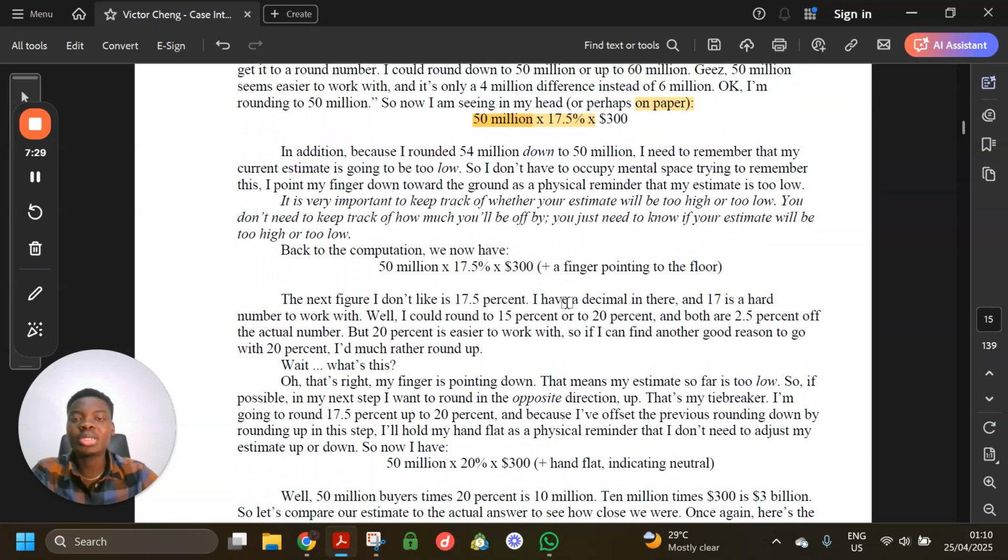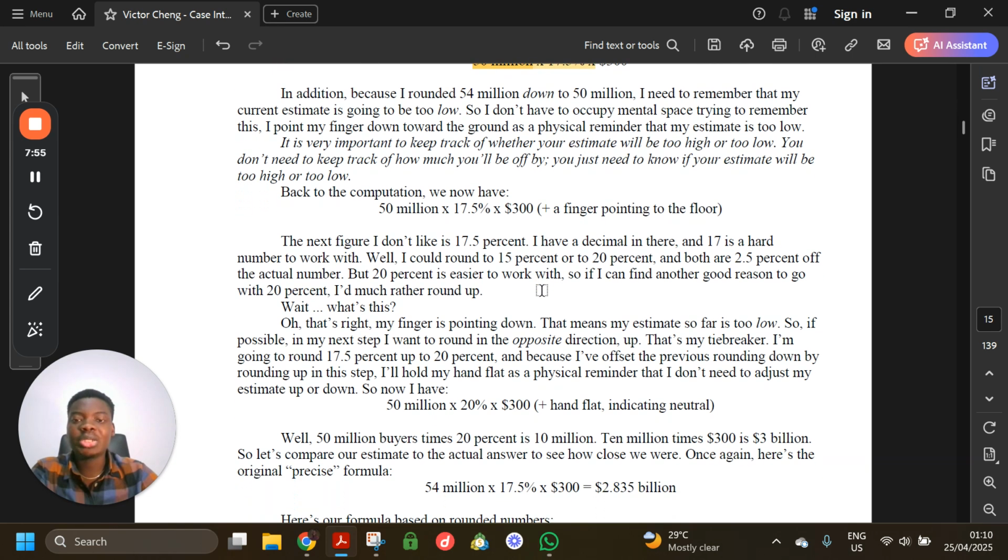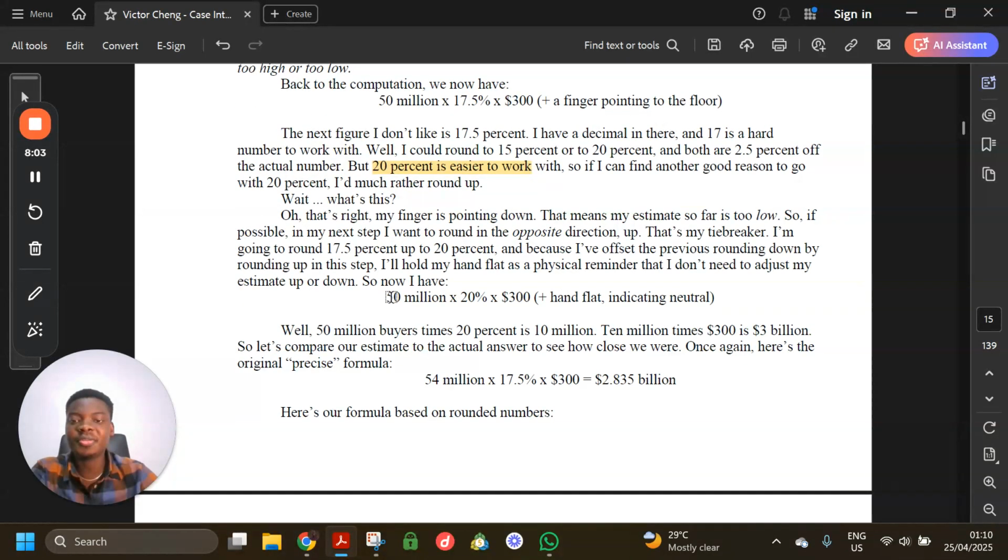Now, when you're trying to round 17.5% up or down, you keep in mind that you previously rounded down from 54 million to 50 million, and so it will probably be a better idea to round up to 20% than to 15%, both of which are about 2.5% away from the exact number that we have. Therefore, 20% will be much easier to work with, so you can round this 17.5% up to 20%. This gives us 50 million times 20% times $300. This is a lot easier to work with.